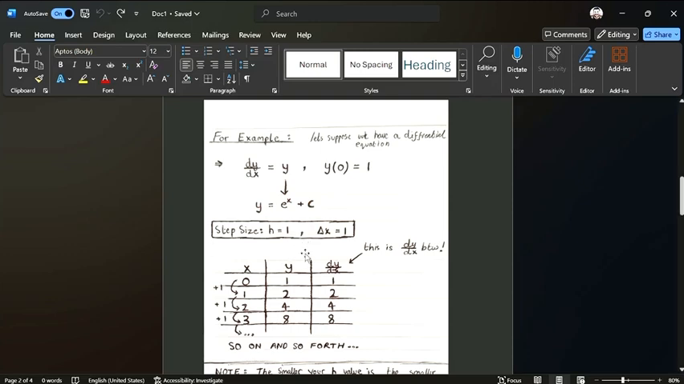If I give h, a step size, of 1, then my x value will be increasing by 1 each time I substitute it into the table. So you can see 0 plus 1, 1, 1 plus 1, 2, 2 plus 1 is equal to 3, and so on and so forth.